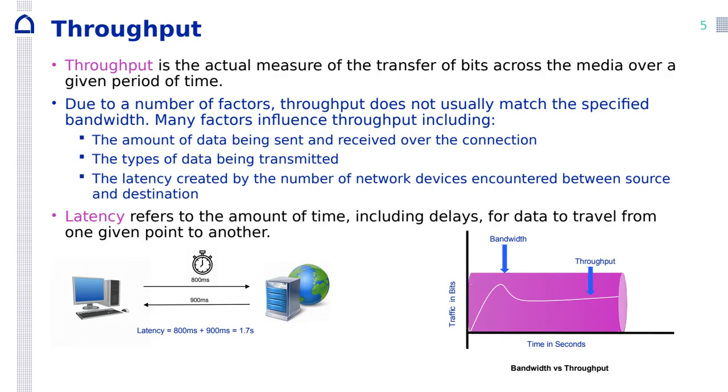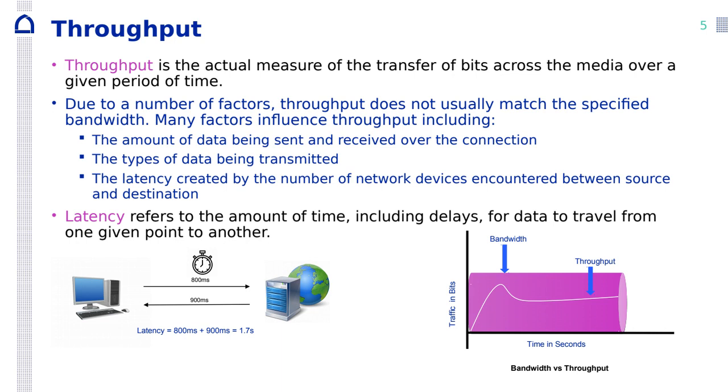Throughput is the actual measure of the transfer of bits across the media over a given period of time. Meaning how much actually traveled. Okay? And usually it does not match the bandwidth because of the amount of data being sent and received over the connection, the type of data being transmitted, latency created by the number of network devices. Okay?